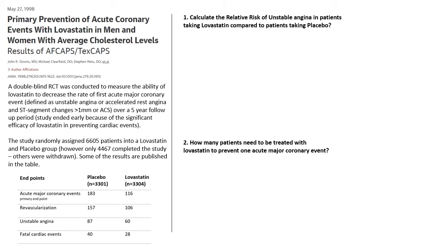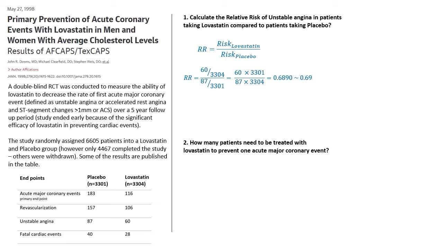What is the relative risk of unstable angina in patients taking lovastatin compared to patients taking placebo? The first step to finding relative risk is to find the risk in each group, which we get by dividing the number of cases by the number of at-risk persons for the control and treatment groups, and then dividing the risk in treatment by risk in control group.